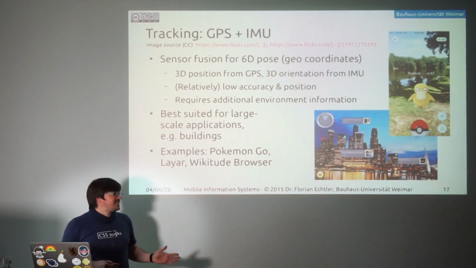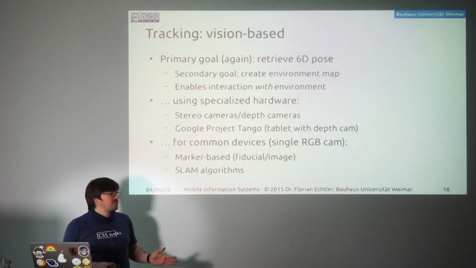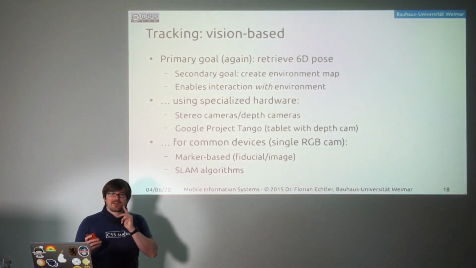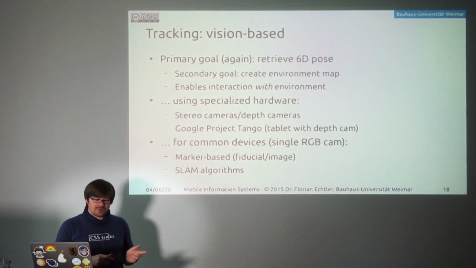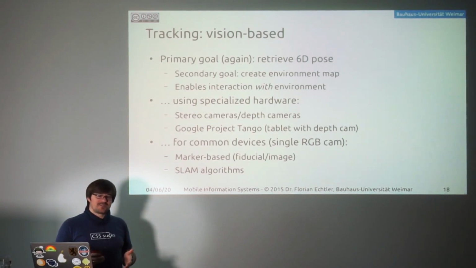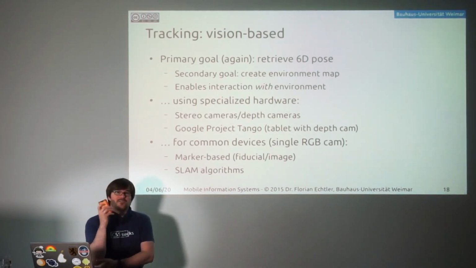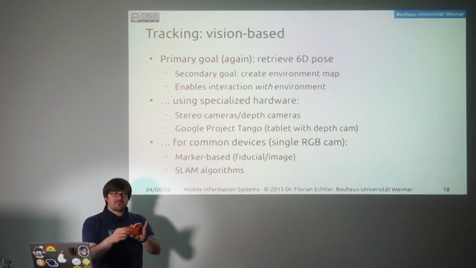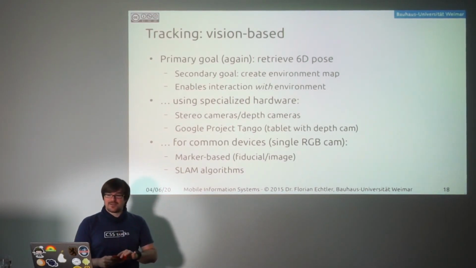So that's kind of the simple approach. The more complex approach then is to use some kind of vision-based tracking. We already talked about this in lecture 5 for a bit. So again, the primary goal is we want this 6 degrees of freedom pose of our mobile device in relation to the environment.